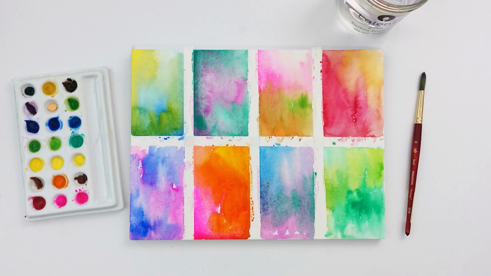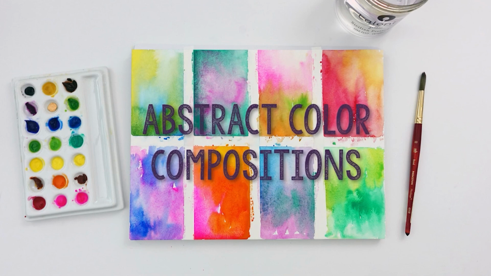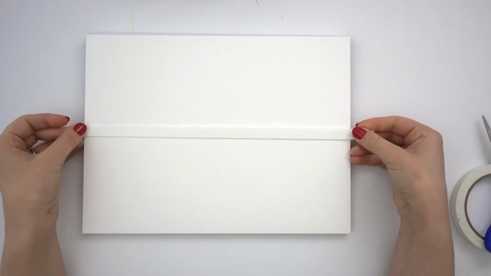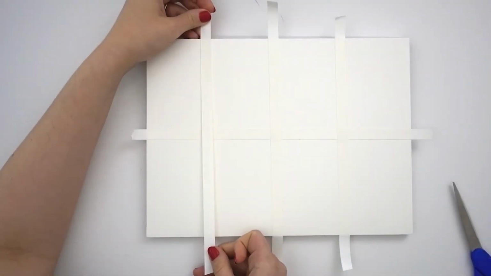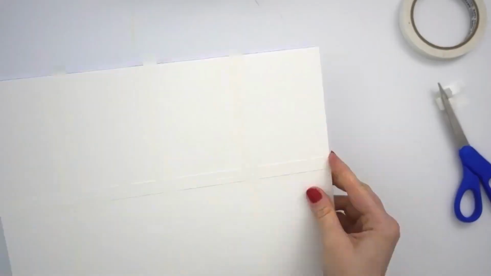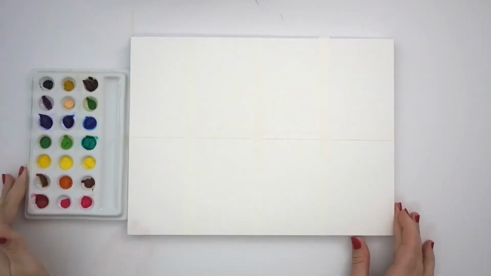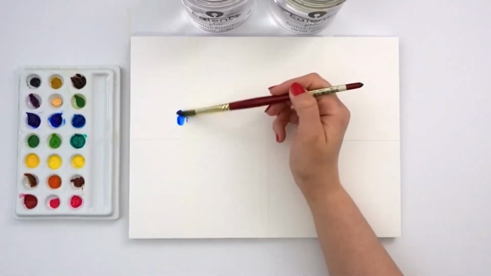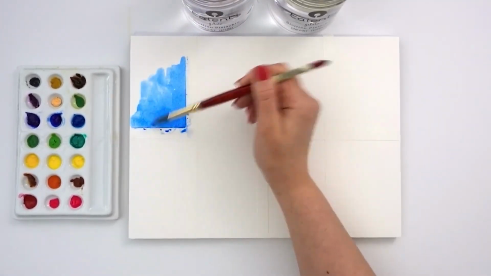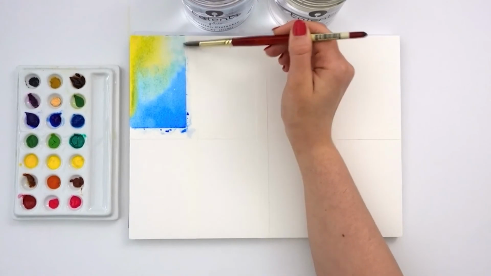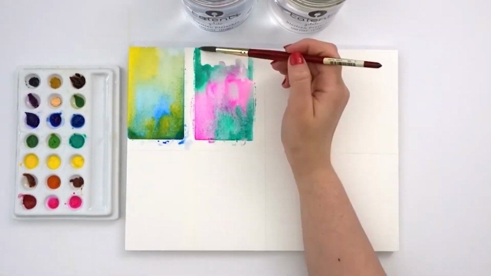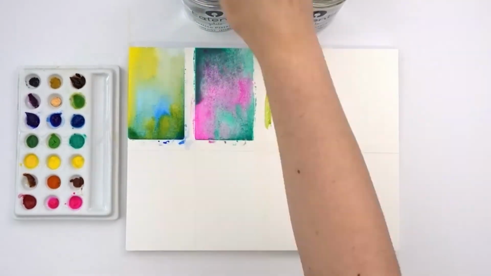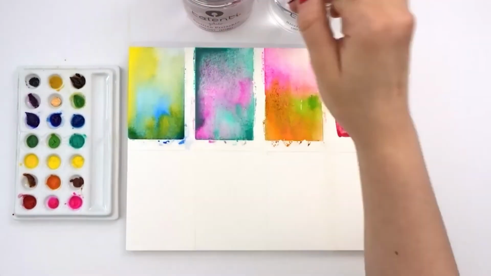When it comes to designing with color, it's good to know what you like, and creating abstract color compositions can help with that. Here again, I'm taping off my paper to make mini abstract compositions. This will help me learn what color combinations I like, and also those I don't like. Don't take yourself too seriously with this exercise. Be bold and try some strange combinations too. You might hate them, or you might be surprised and really like them.